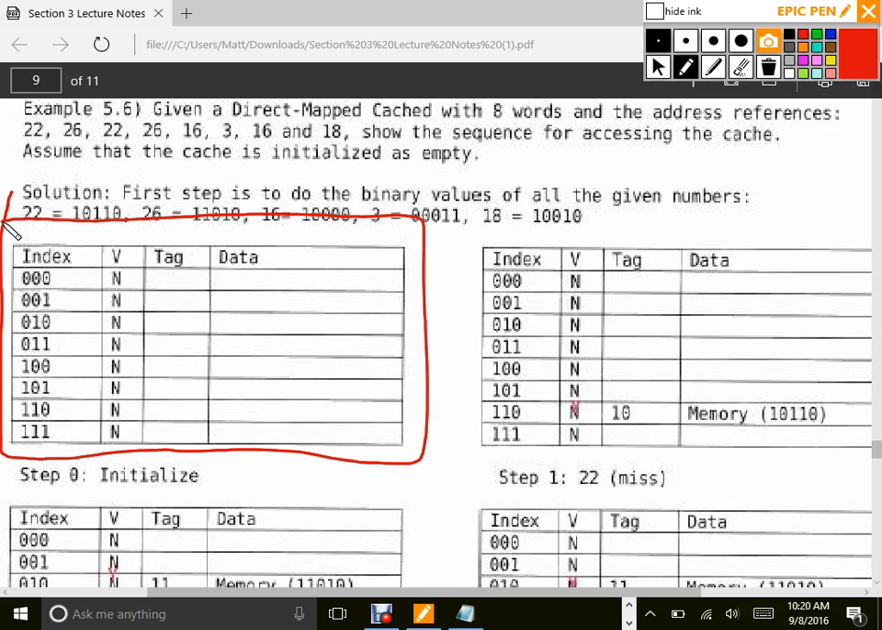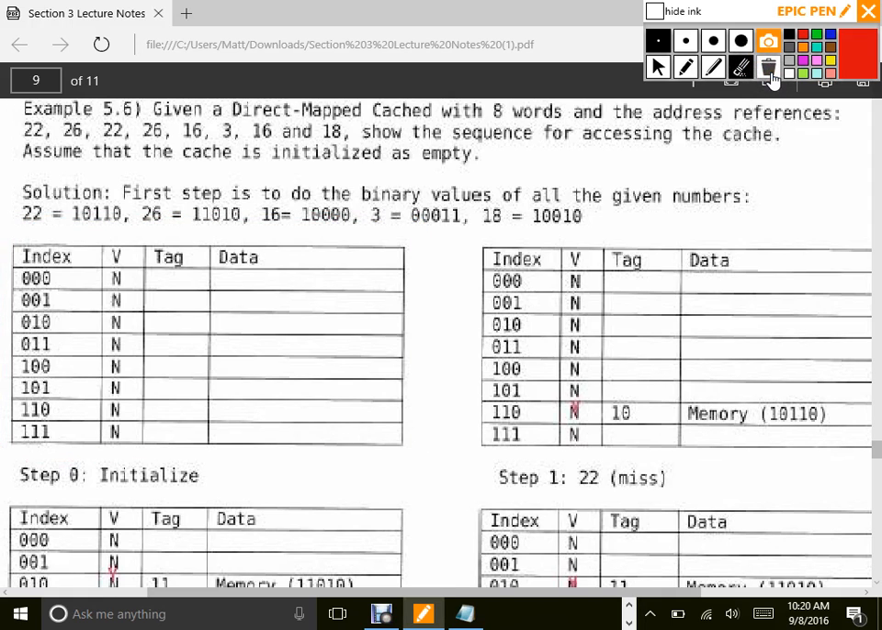Now oftentimes people will come up with different ways to do this. I don't even expect you to do this all out on your exam like this. I'm providing more information than is required to show you the stages. So the first thing, we get 22, right? 22, the index is 110, right? So you go to 110, this becomes yes, the tag is 10, and then the memory element is what was contained in 10110, right?